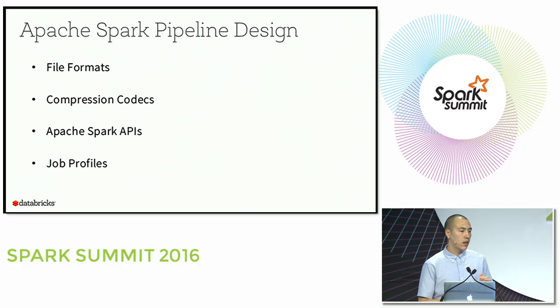The next thing is I'll go through the Spark pipeline design, what that looks like. I'll touch upon why we want to choose efficient file formats, compression codecs, and how those help. And then Spark APIs that may not be widely known, but are helpful when you're doing machine learning, and job profiles. How do you look at a job, understand what's going on, and how do you actually try to tweak your job to improve it?